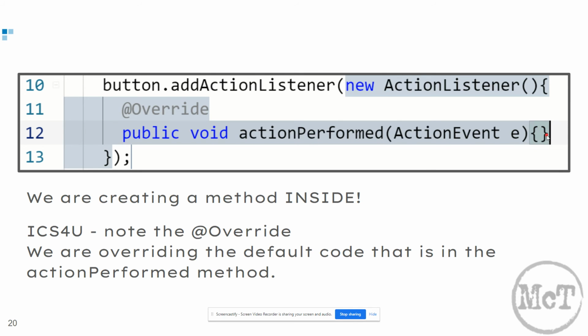So what I'm doing is I'm creating an event inside of this action listener. Basically this is going to listen for the user clicking the button, and it's creating a new action based on that. So this is code that actually exists, and with the override, I'm overriding the default code with my own code. So grade 12s, this is a good example of object-oriented programming in use.